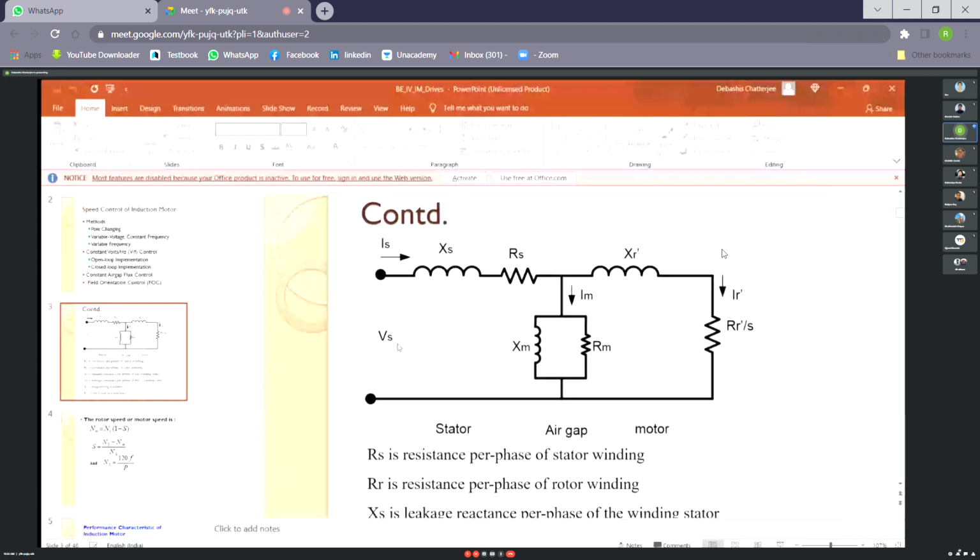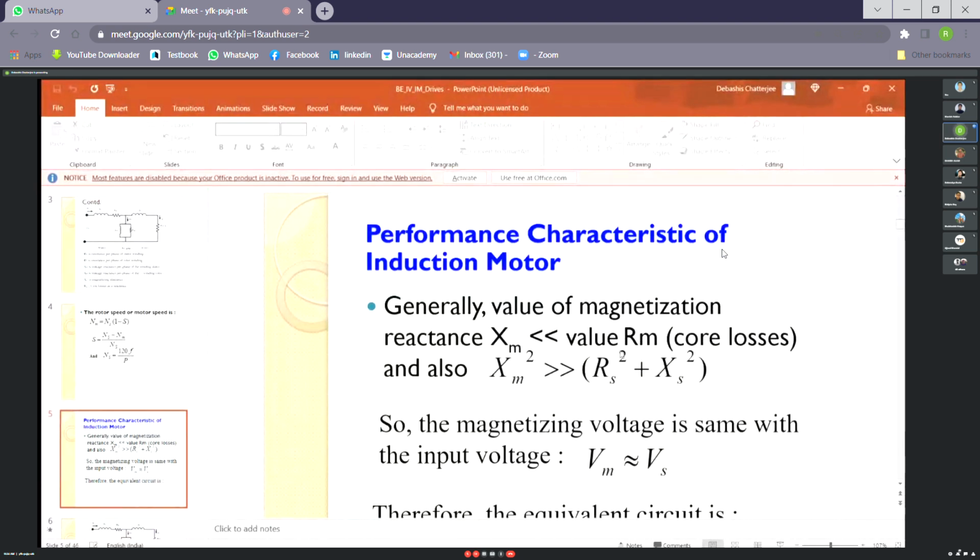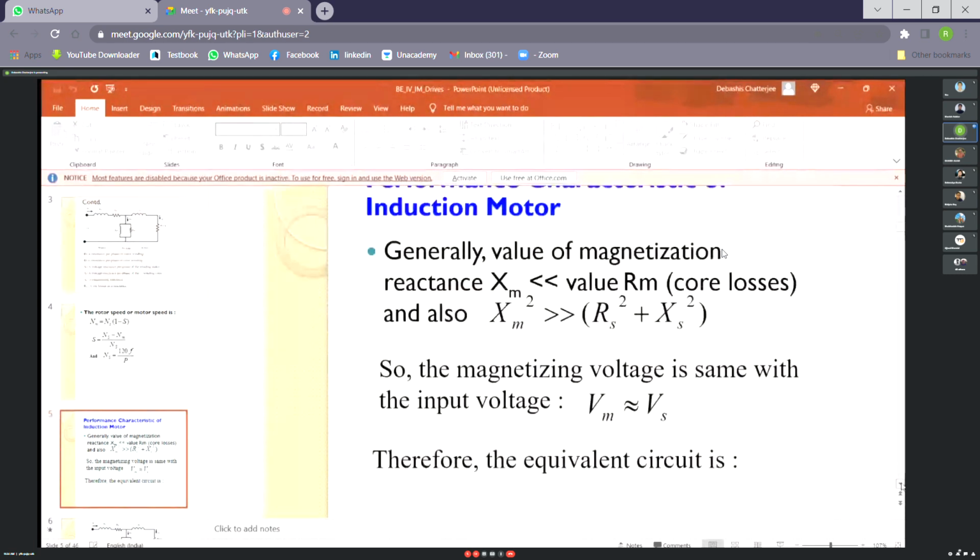The value of magnetization inductance, the value of Rm for core losses, and Xm are quite large compared to Rs plus Xs. This Xs is nothing but XLS. Don't write Xs, it will be XLS. It's a printing mistake from my end. And the magnetizing voltage is the same as the input voltage. That is, Vm is almost equal to Vs, because the voltage drop is negligible if the impedance is less. Therefore, the equivalent circuit can be approximated from this to this.